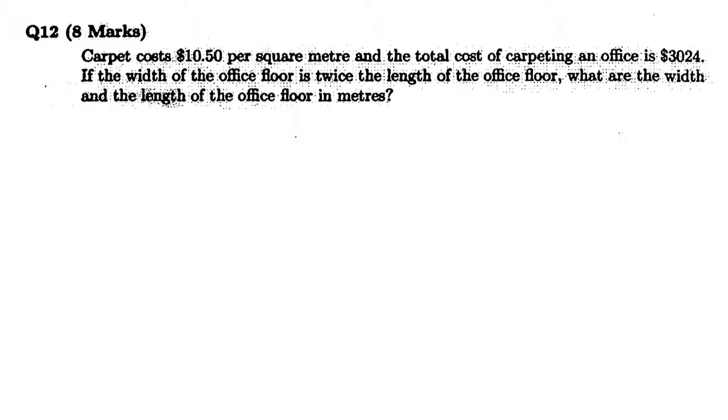Okay, this one's going to be another word problem here with a system of equations, I think. Carpet costs $10.50 per square meter. The total cost of carpeting the whole office is $3,024. And it looks like we want to find the width and the length of the office floor.